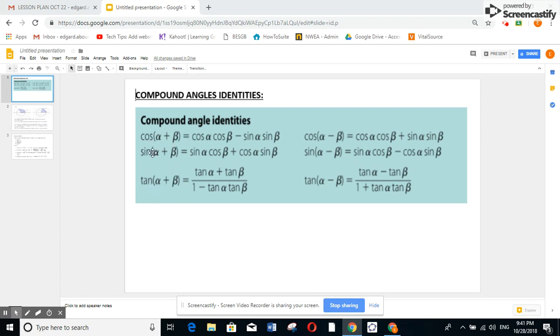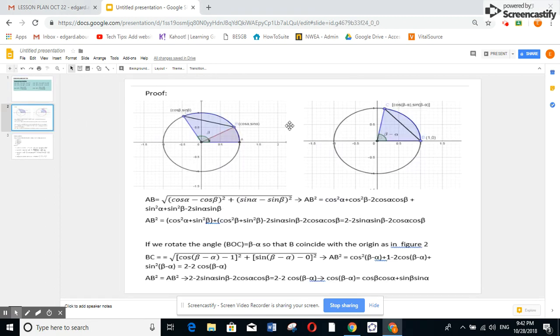So these are the formulas for cosine of alpha plus beta, cosine of alpha minus beta, sine, and the tangent. These formulas we need to memorize. However, we got these formulas by proof. So for example, you have here a circle. I'm going to move fast in the proofs because there is no need to know how to prove it, but we cannot write anything without saying where we got it from.